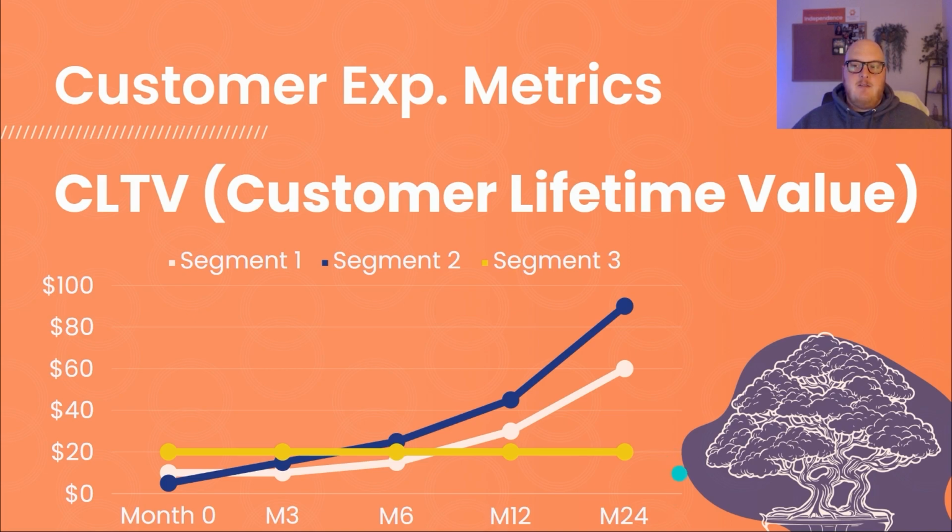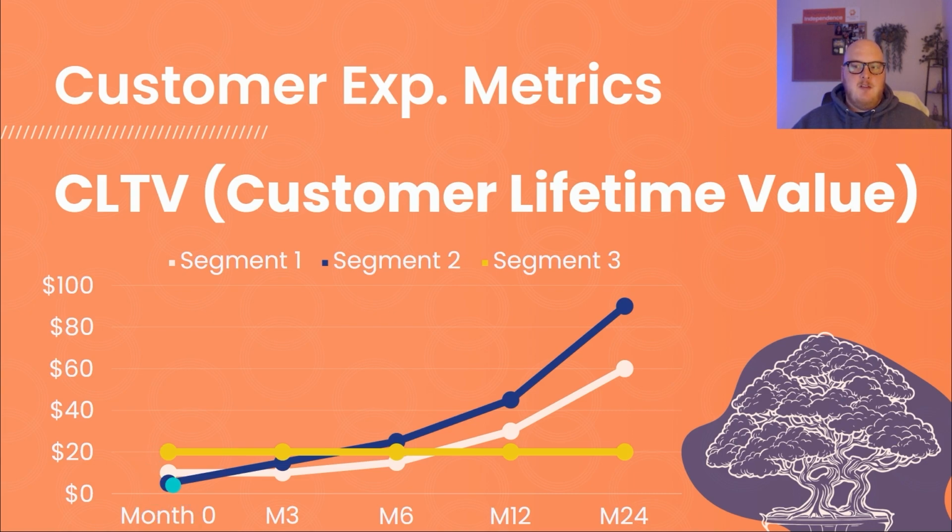Lastly, customer lifetime value. I think this is a really important one, especially once you get down to these segmentations. So you have the different 1, 2, and 3 segments here. What we're viewing here is the dollar value over time. We have month 0, which is that initial purchase, then 3, 6, 12, and 24, with the dollar values up here on the left. What we're just looking at is what did they do?